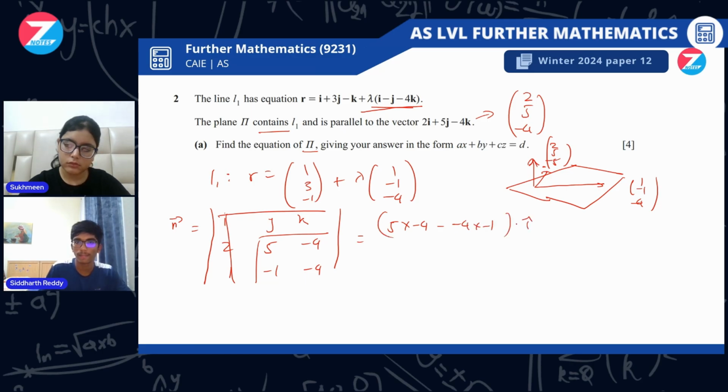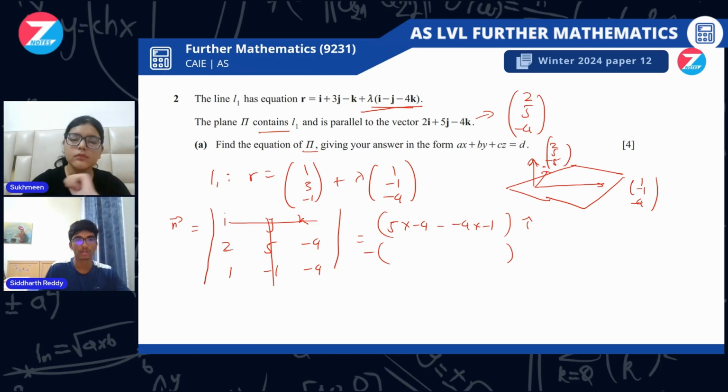So this is i, and then minus. The same thing you do for j. So you're left with 2, 1, minus 4, minus 4.